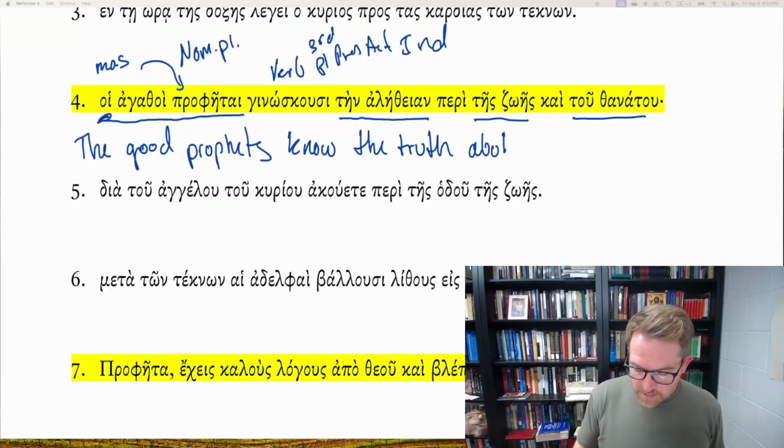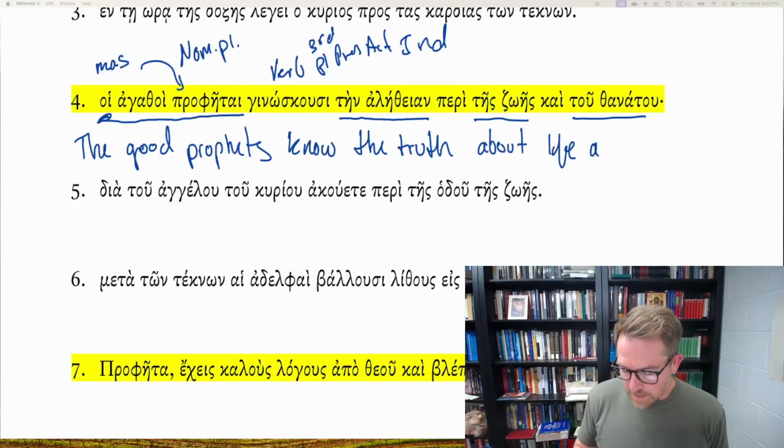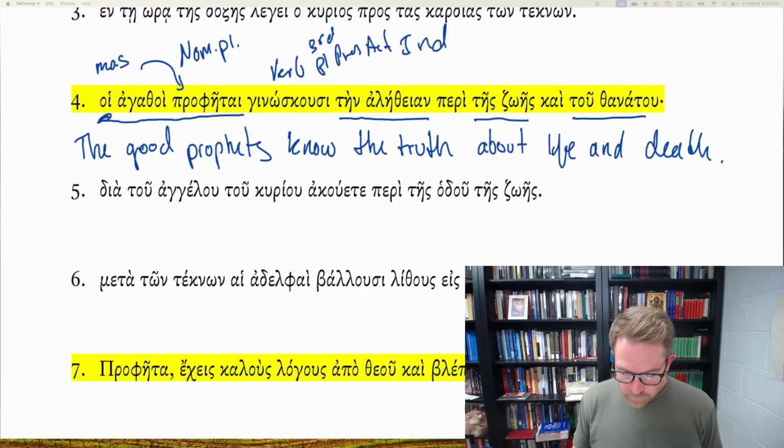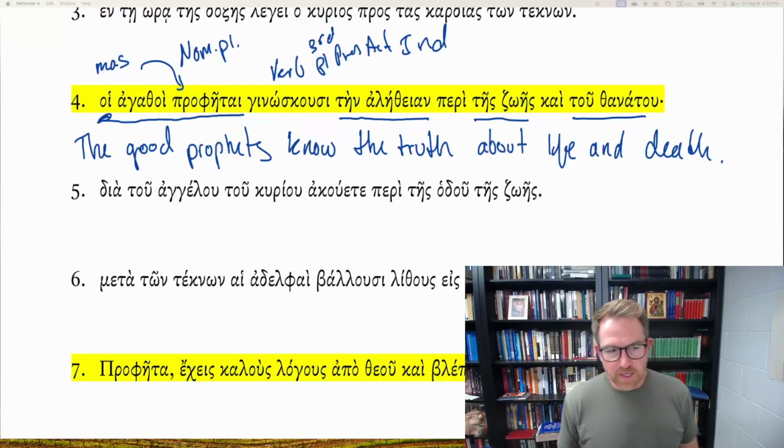Now I could say the truth about the life and the death, but I think because these are abstract ideas, we'll say the truth about life and death. Period. So the good prophets know the truth about life and death. The bad prophets, they don't know that stuff, but the good prophets, they do.